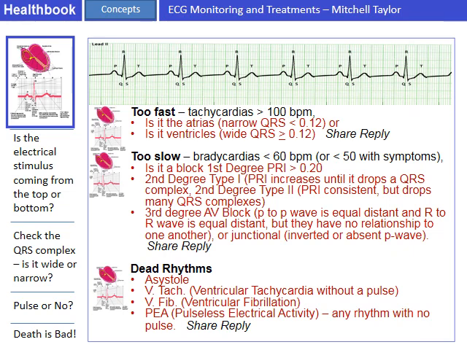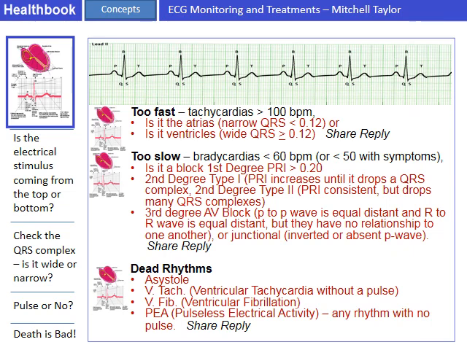Okay, we're going to put all this together and talk about rhythm interpretation when we have groups of rhythms. They're going to be categorized as too fast, and is it from the atria, and then too fast from the ventricles. We're going to have too slow, and we'll talk about the blocks, and then we'll talk about dead rhythms. And this lists out all of the different rhythms.